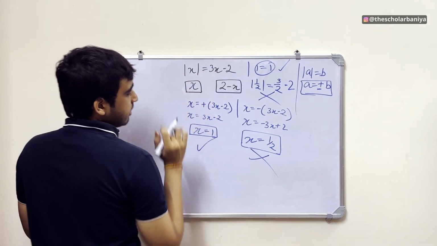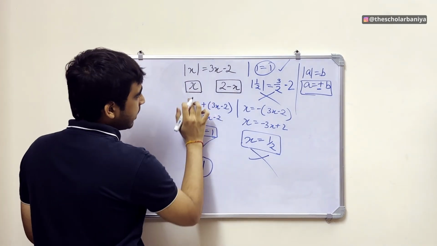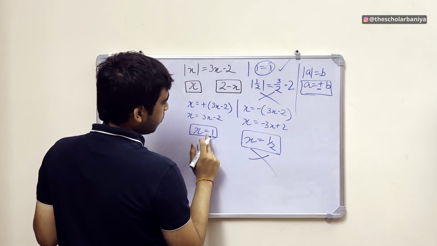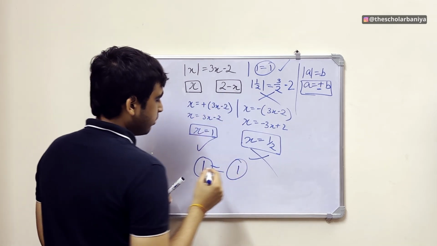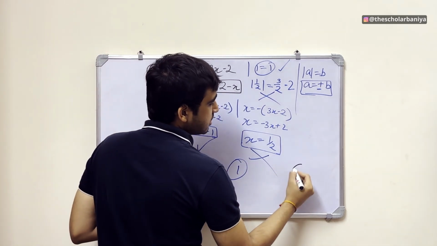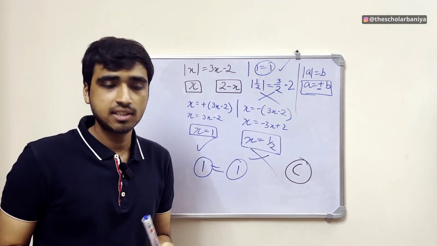Now if we put x is equal to 1, this is 1, and 2 minus x, that is 2 minus 1, is 1. So both are equal. 1 is equal to 1, so your answer becomes C. I hope this is clear.